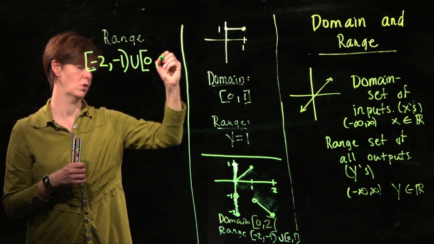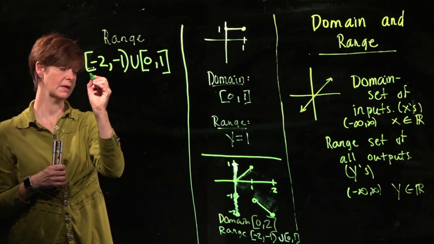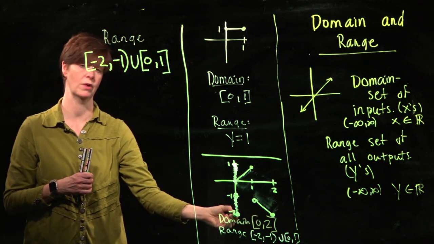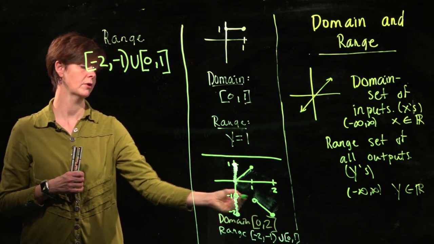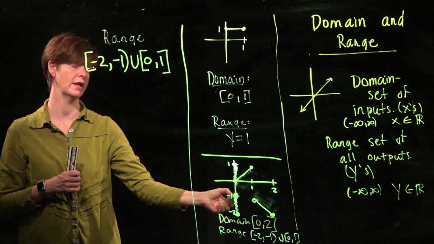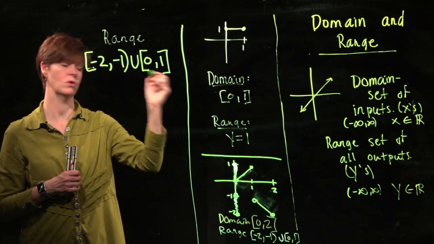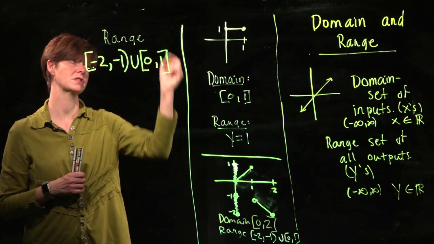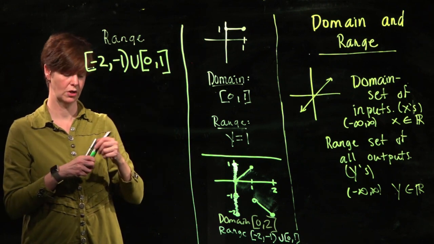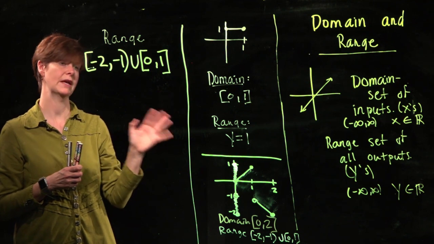up here to 0, comma, 1. Okay, so a bracket because we had a solid dot on the lowest point, an open parenthesis because there was no value for x or y equals -1, and then a solid dot here, which means it's a bracket on 0, and then all the way up to here, which is a parenthesis. That's the range. Okay, so now we've got a couple nice examples of domain and range.